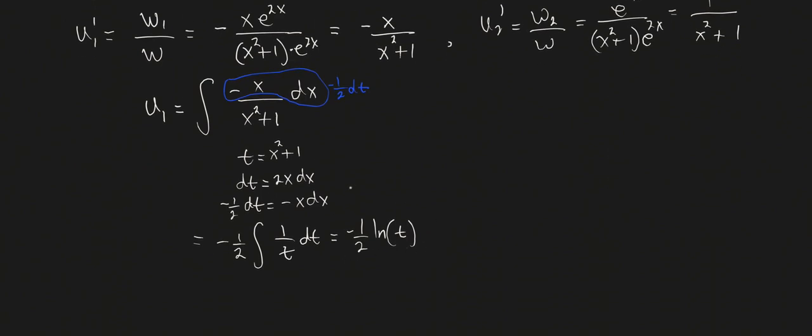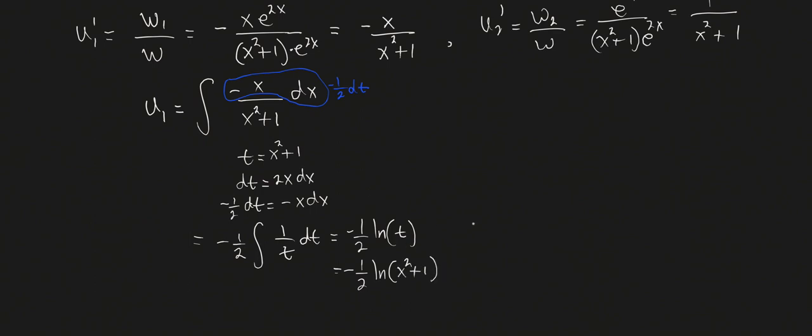Now you might wonder, why didn't I write the absolute value? Well, because x squared plus 1 is always greater than or equal to 1. So it's never negative, right? So I don't need the absolute values there. So my u1 is the function negative 1/2 ln of x squared plus 1.